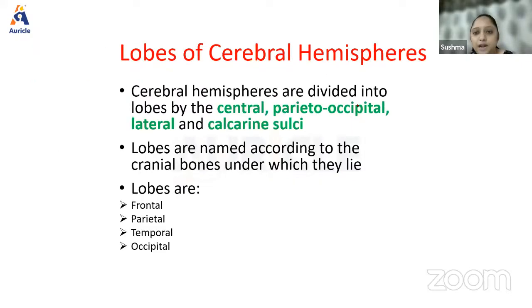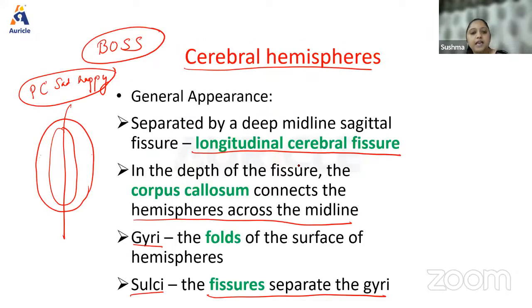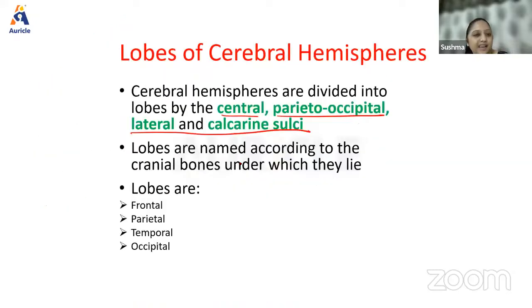Now, cerebral hemispheres are divided into lobes by the central, parieto-occipital, lateral, and calcarine sulci. As we studied earlier, sulci are the ones that separate the gyri. Correct? Now, what are the different lobes? I have frontal, parietal, temporal, and occipital. We name them so because of their relation to the cranial bones which they lie under.